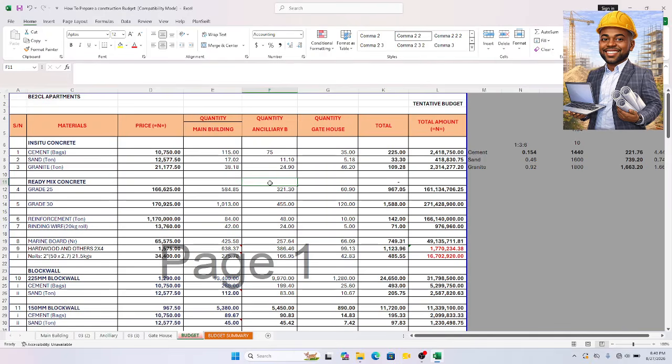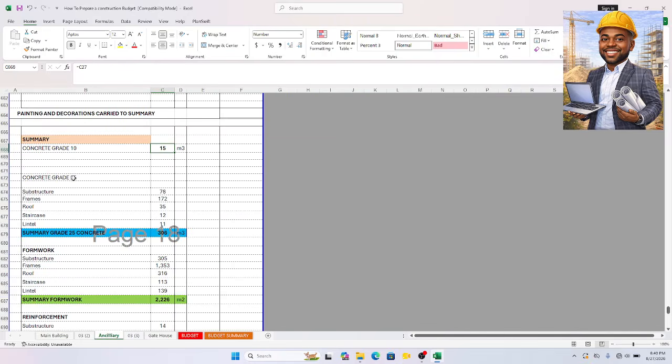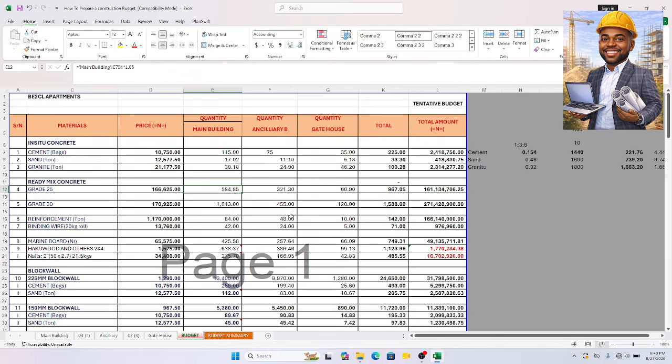All right. Ready mix. This volume is this volume. This is here. Grade 25. This is what we have here. If I come to the ancillary building, if I have ready mix too, I pick it. If I come to the gate, if I have ready mix too, I use it. So where you have ready mix, use ready mix. Where they are in situ concrete, you use in situ concrete.